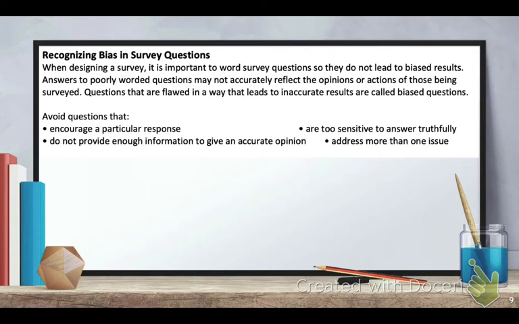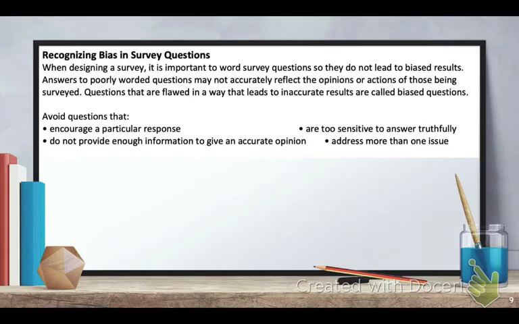So if we are surveying, we need to make sure that we recognize bias in survey questions, either if we're designing or we're taking them. So when designing a survey, it's important to word survey questions so they do not lead to biased results. So answers to poorly worded questions may not accurately reflect the opinions or actions of those being surveyed. Questions that are flawed in a way that lead to inaccurate results are called biased questions.